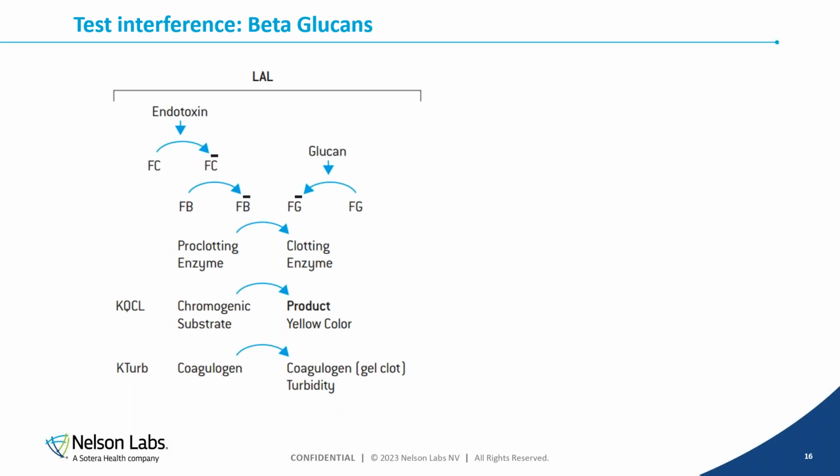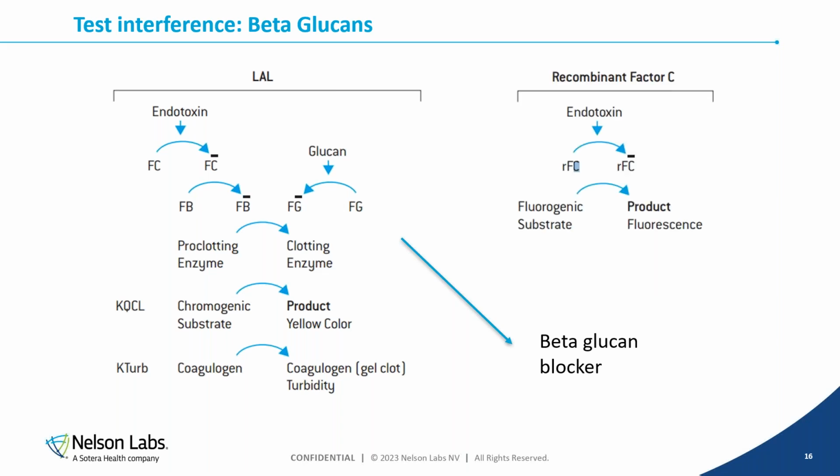If you suspect this, there are actually two possibilities that you have. First of all, you can use a beta-glucan blocker, that's a product that blocks the factor G pathway. And another option that you have, as I showed you, is recombinant factor C, because it does not activate the pro-clotting enzyme. The factor C immediately activates a fluorogenic enzyme. So factor G and beta-glucans will not have an influence on this assay.